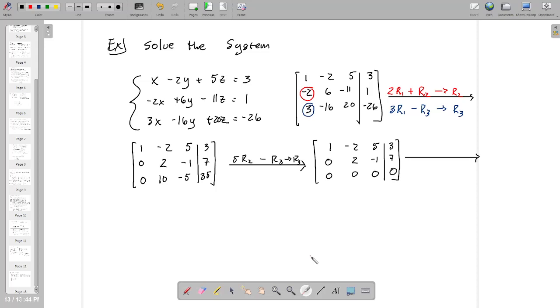Now, for good measure, I'm going to eliminate this -2, also for practice. So here, I'm eliminating this -2. I'm going to do that by row 1 plus row 2 replace row 1. Again, remember that whatever we replace has to be one of these two, either row 1 or row 2. And what we end up with, again, we're replacing row 1, but we're not replacing 2 or 3. So 0, 2, -1, 7 is my row 2. And row 3 is all zeros.